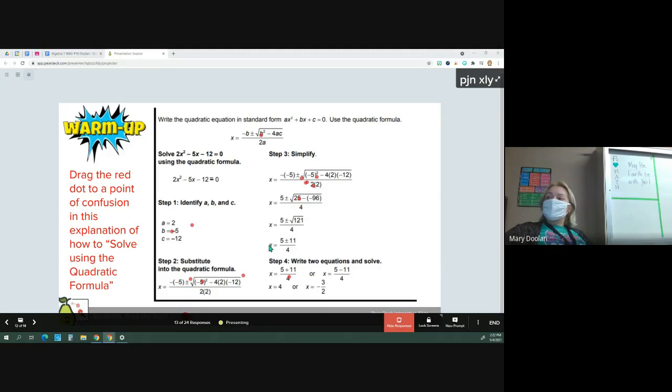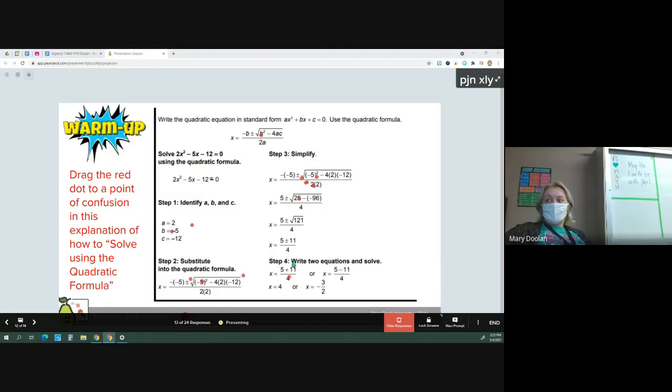Once you got simplified down to this, can't do any more simplification, so we're going to do step 4, where you break it into 2 equations. One equation is x equals 5 plus 11 divided by 4. And the other equation is x equals 5 minus 11 divided by 4. So that's the difference between the 2 equations. You have plus and minus between the 5 and the 11.